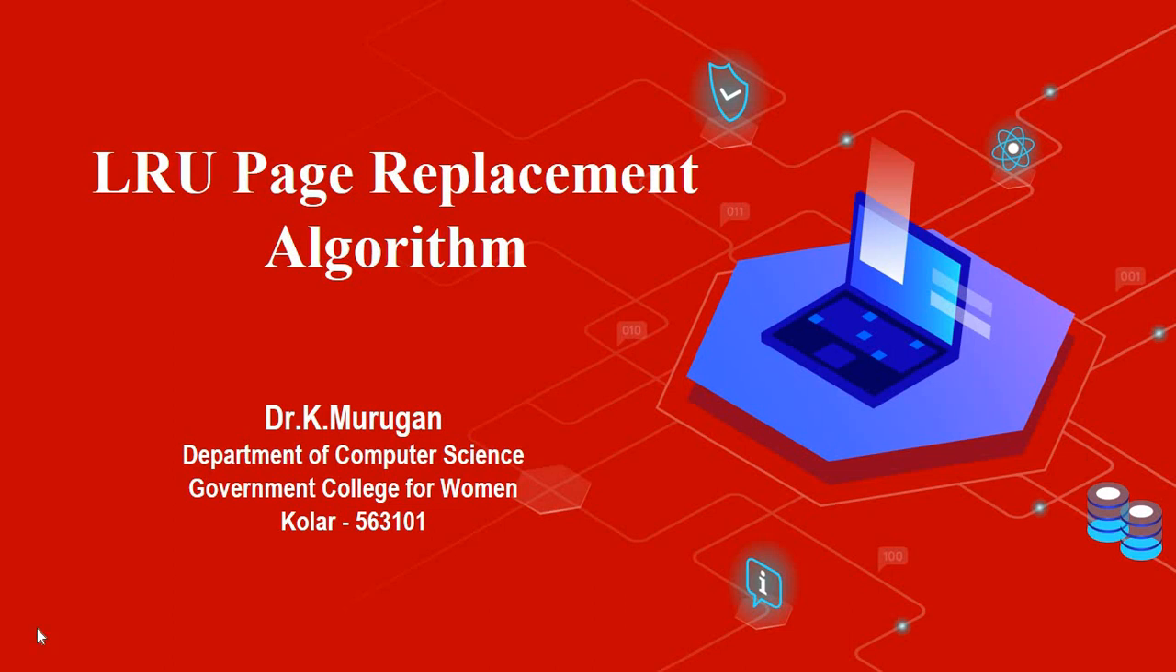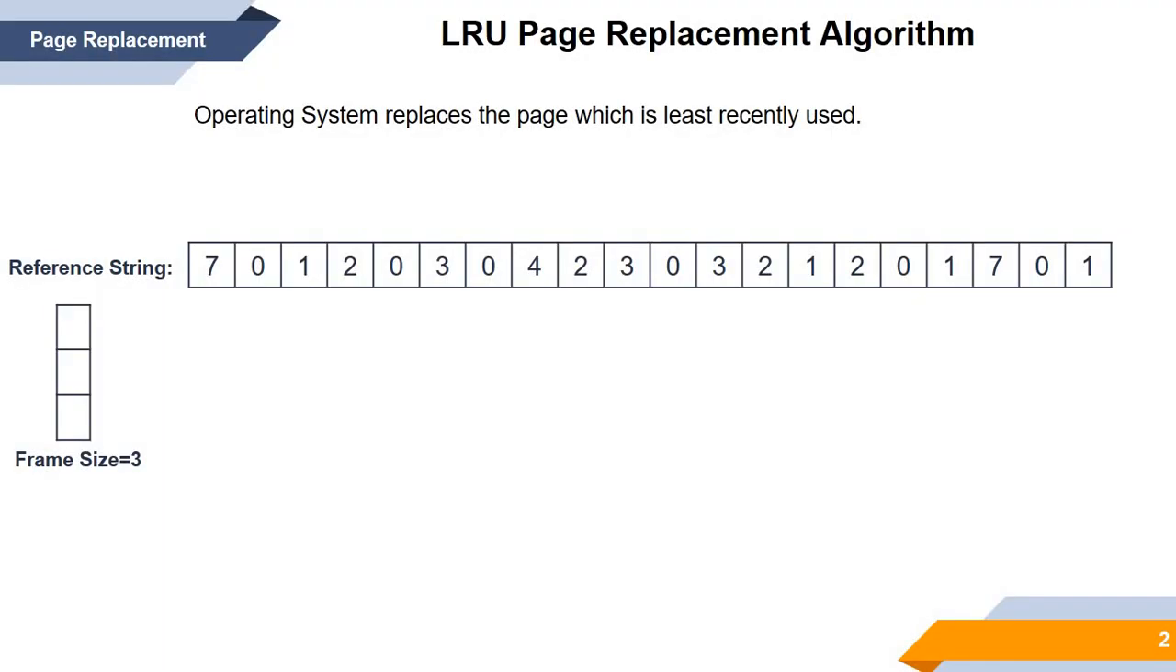In this video I am going to talk about the LRU page replacement algorithm. LRU means least recently used. In this algorithm, the operating system replaces the page which is least recently used. Consider the page sequence. It is also known as the reference string. It may be alphabets or numbers.